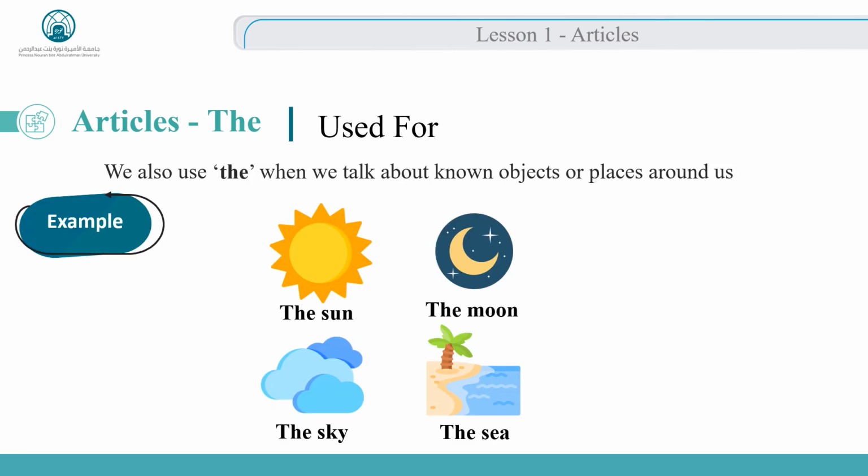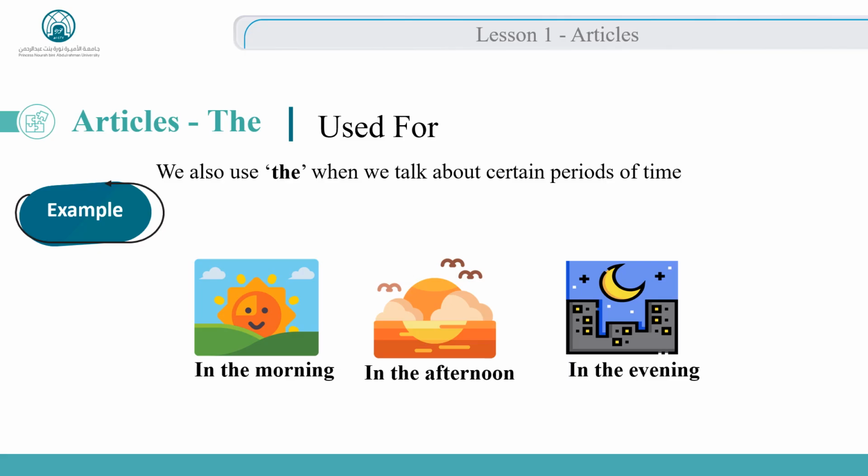It is very clear to the person I am talking to which air conditioner I'm speaking about. We also use the when we talk about known objects or places around us. These will be very clear to everybody. When we say the sun, the moon, the sky, the sea. We also use the when we talk about certain periods of time during the day. So we say in the morning, in the afternoon, in the evening.